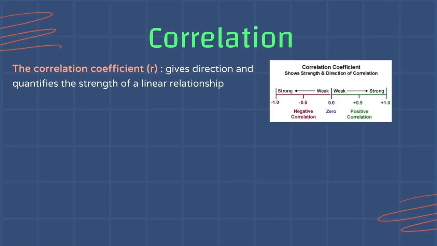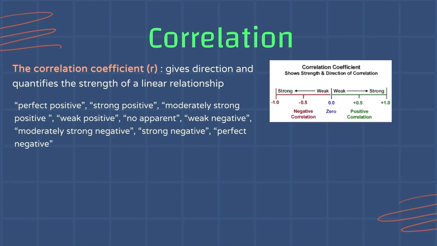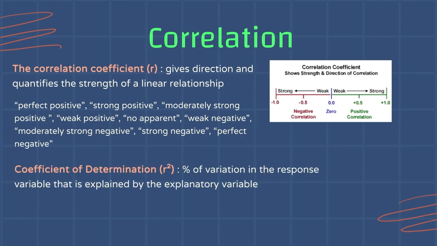Ways to describe a correlation, or strength, in your response: perfect positive, which would be 1, strong positive, moderately strong positive, weak positive, no apparent correlation, which is 0, and then it goes all the way to perfect negative.